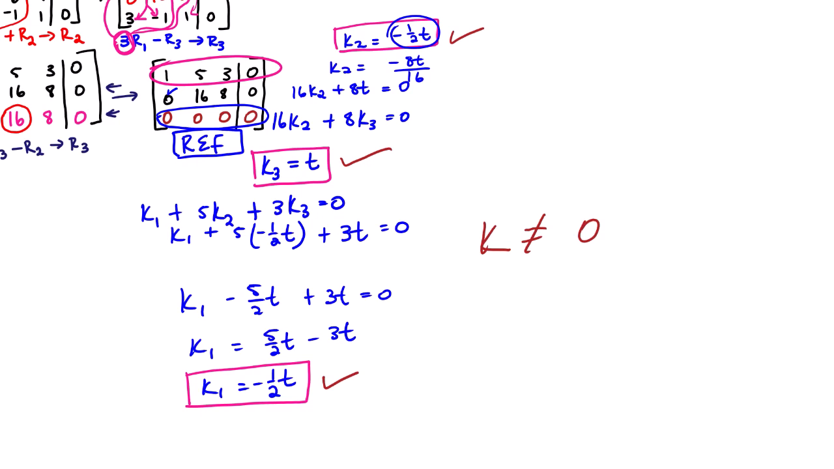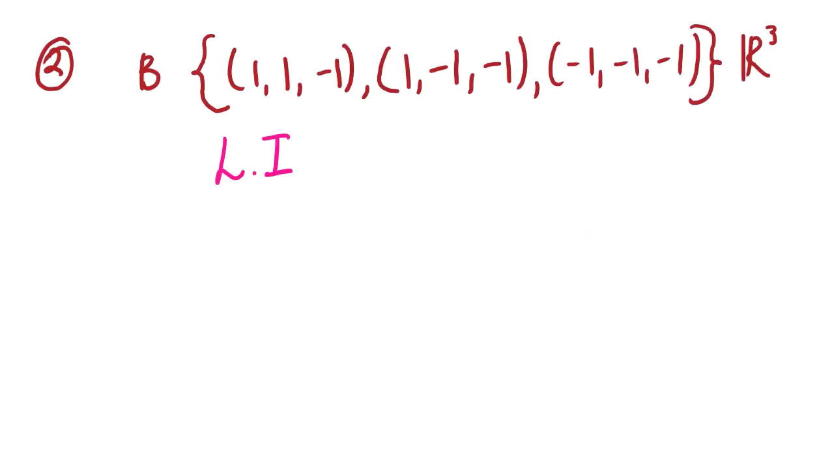Sometimes you might hear the term non-trivial. So these values of k are not trivial, they are non-trivial. For the next activity, I leave it for you. Prove that v1, v2, v3 are linearly independent.